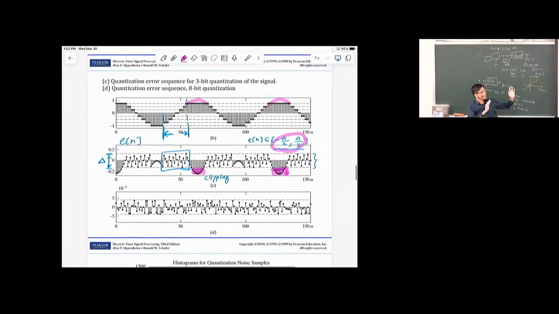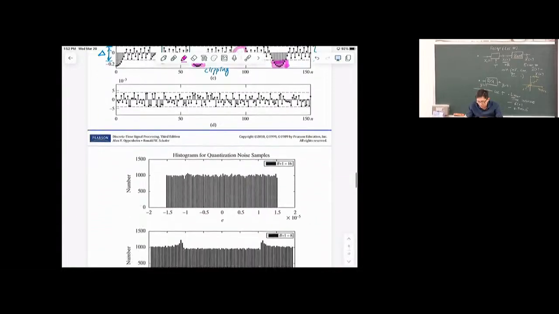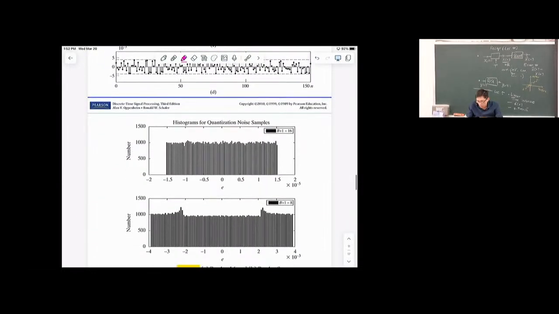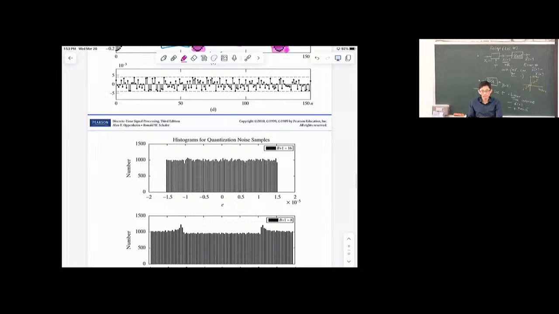So this plot shows us how to look at our error signal just in the time domain. In the time domain, we can look at the error signal, and it is distributed mostly within the normal range. Sometimes when clipping occurs, the quantization error could be larger than the normal range, but otherwise things are nicely distributed in between the normal range. Okay, so in the next plot, we are going to see the actual distribution.